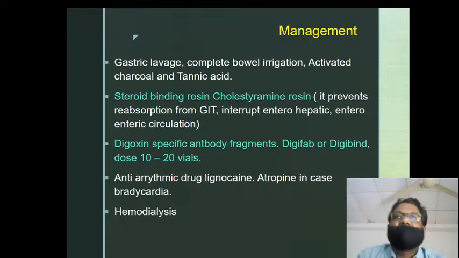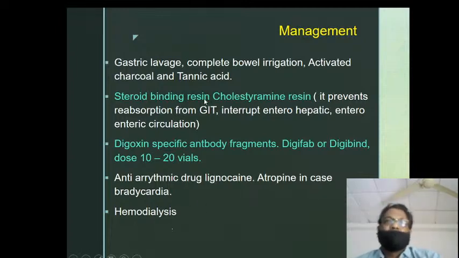Coming to the management, gastric lavage is very important. We can do complete bowel irrigation, and we can also give purgatives. Activated charcoal is very important because it absorbs the poison, and we can also use tannic acid. A very important one is steroid-binding cholestyramine resin. It prevents the reabsorption of the poison from the GIT, and it also interrupts the entero-hepatic and entero-enteric circulation. So we use cholestyramine resin.